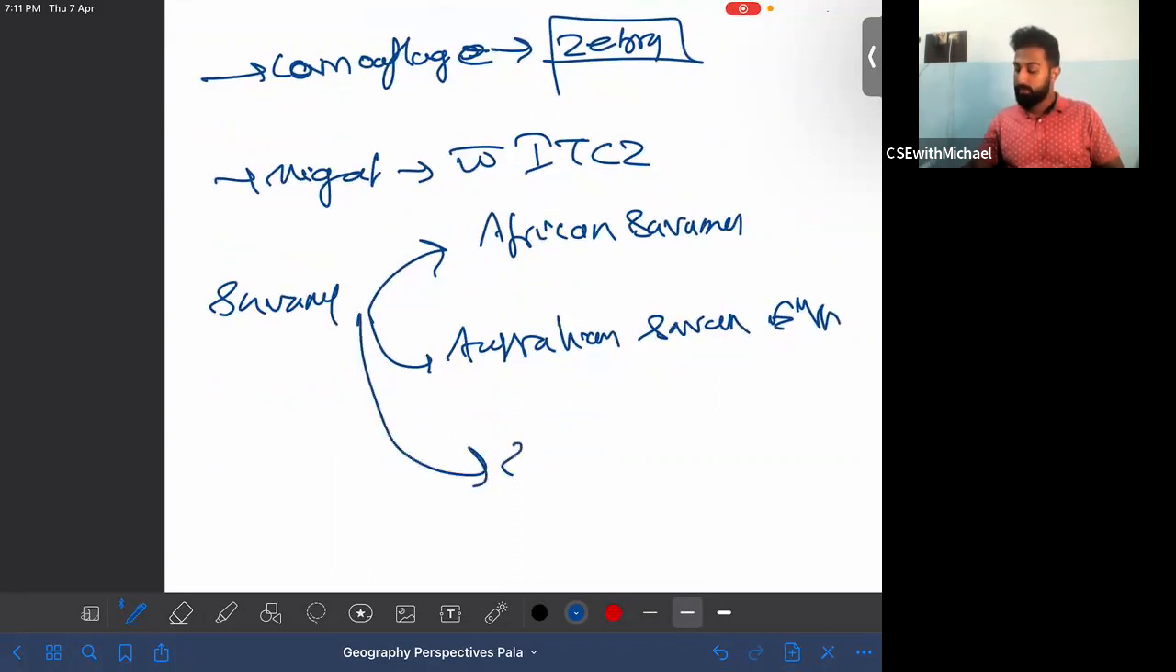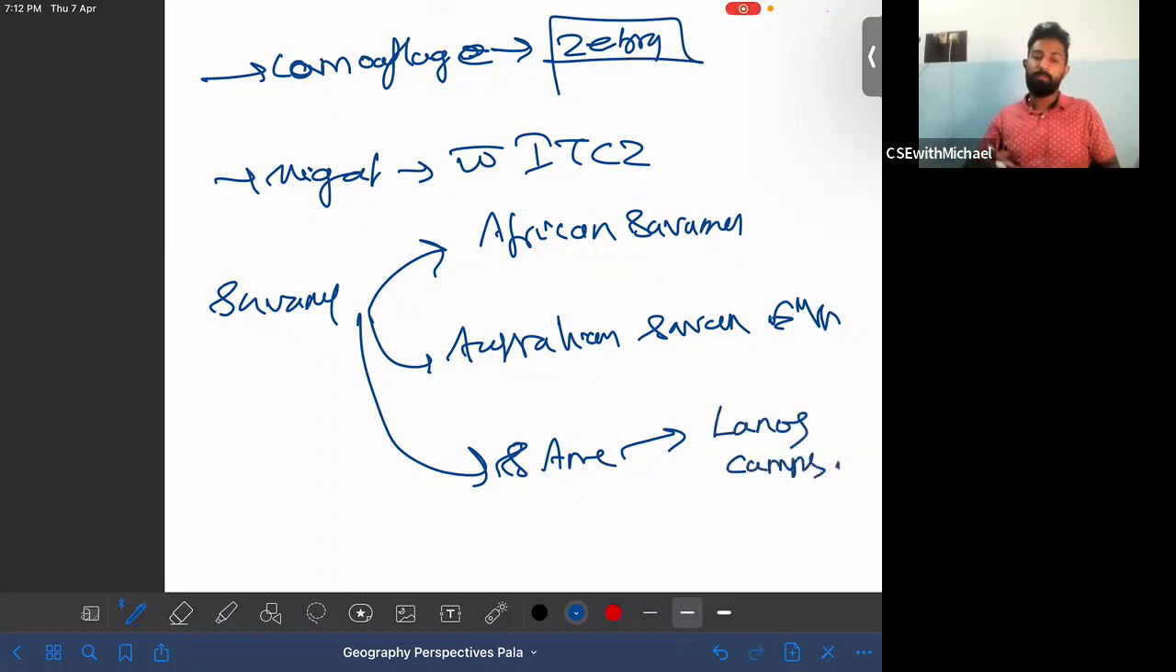Similarly, you have the South American savanna, which is found in the Llanos of Venezuela, northern South America, and in the southern hemisphere, the Gran Chaco. Llanos and Campos, these are the savannas found in South America. So that's about the distribution of the savannas.